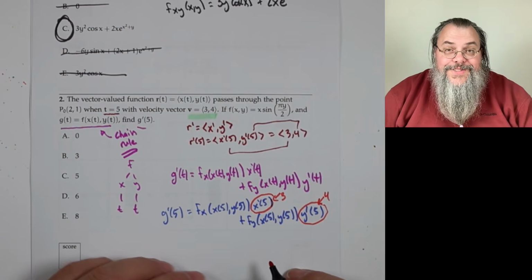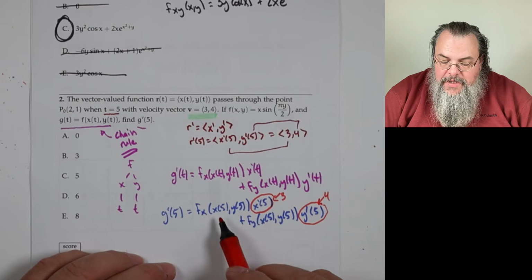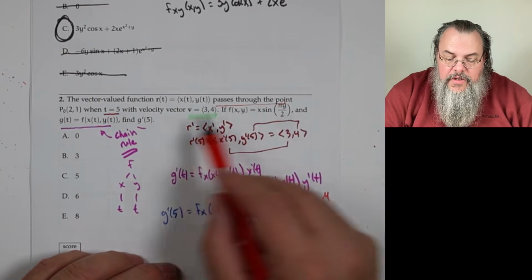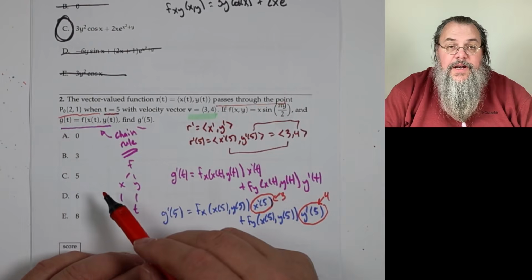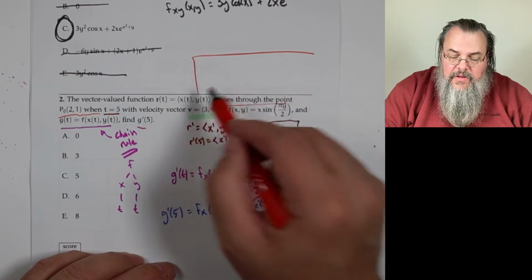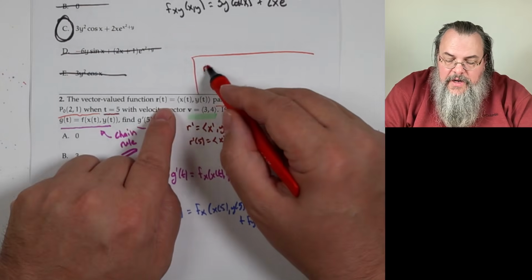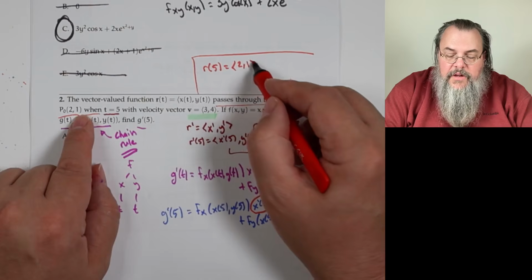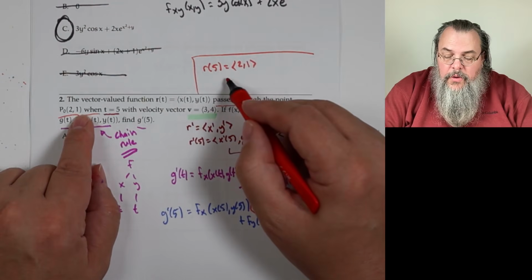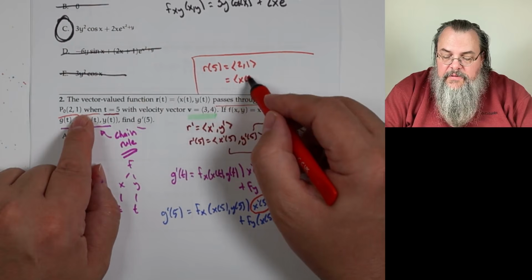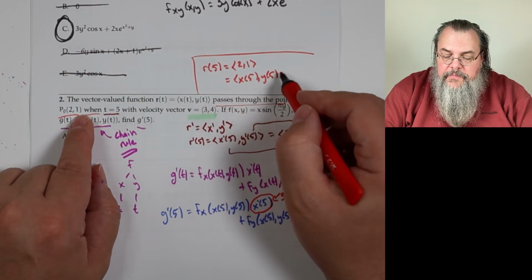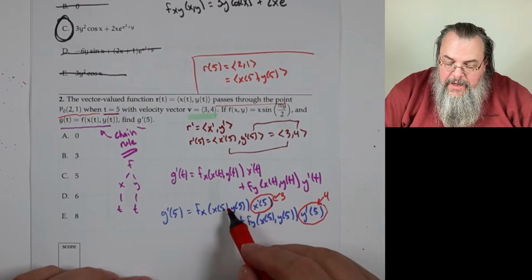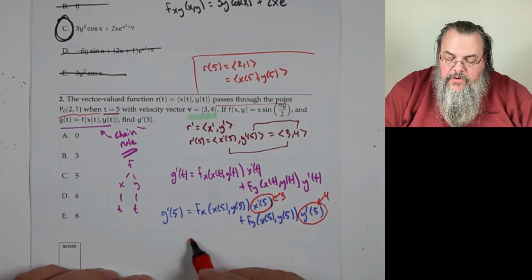Now, what's next? Well, do we know what x and y are? Well, notice here, it passes through this point when t equals 5. Well, what that tells us is, look, r of 5 is this point, 2, 1, because that's the point it passes through. Well, that's really x of 5, y of 5. So we say, okay, good. So we can now update these entries. So we're really after the following.